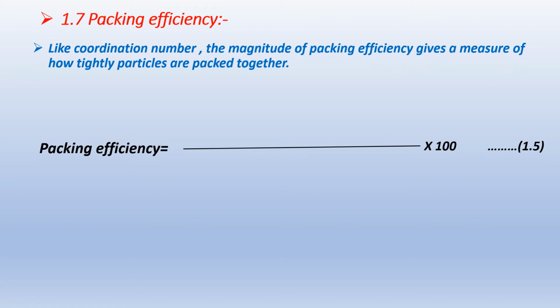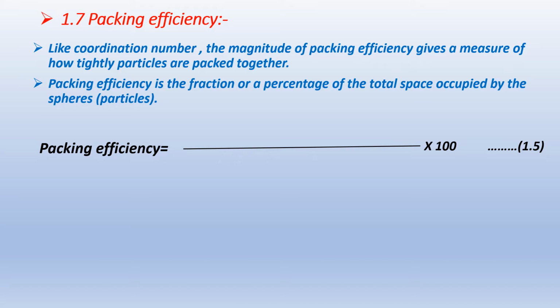Like coordination number, the magnitude of packing efficiency gives a measure of how tightly particles are packed together. That is, packing efficiency is the fraction or percentage of the total space occupied by spheres or particles. Okay, then what is the formula? Packing efficiency is equal to volume occupied by particles in unit cell upon total volume of unit cell multiplied by 100. That is equation number 5.